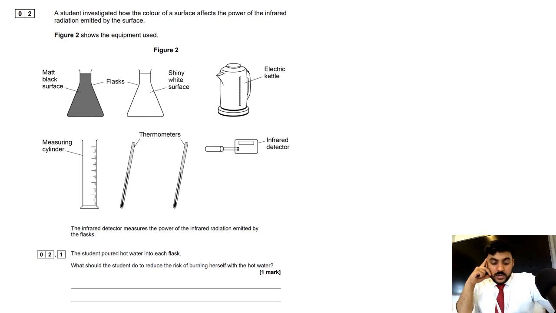Question 2. A student investigated how the color of the surface affects the power of the infrared radiation emitted by the surface. The infrared detector measures the power of the infrared radiation emitted by the flasks. Okay, and these are the two flasks and the kettle, infrared detector, thermometers, measuring cylinder. He's got all the works. The student poured hot water into each flask. What should the student do to reduce the risk of burning herself with the hot water? She should be sensible. She should follow every instruction that Mr. Valuran has ever given her.